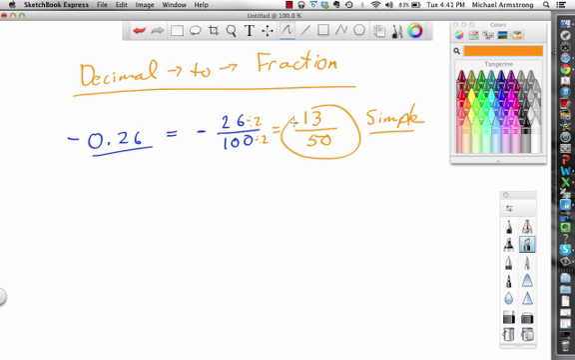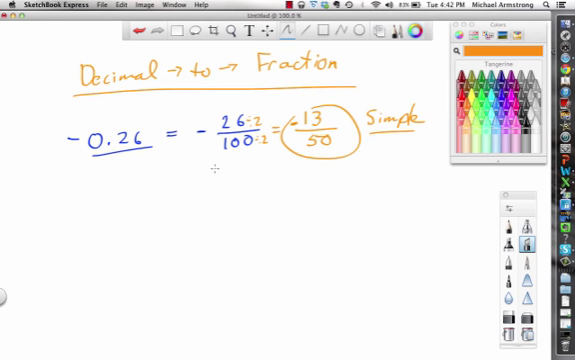Oh, and I don't want to forget my negative sign. This is something that happens a lot. We just work on this problem, we forget that negative that's hanging out there. We've got to keep that in the problem because that's going to be part of our answer. Okay, that should pretty much set you up.